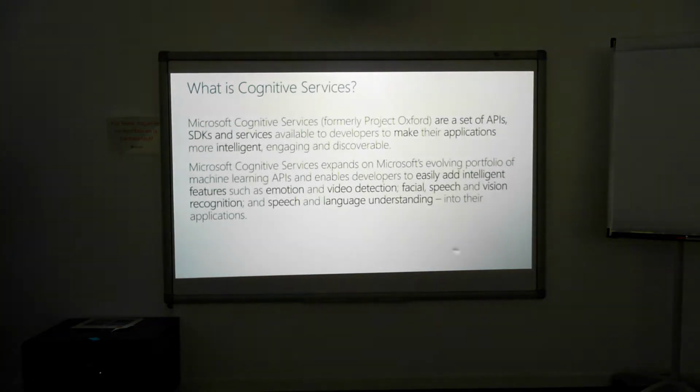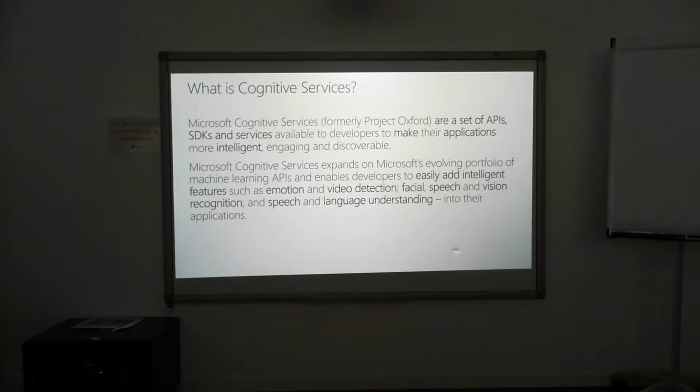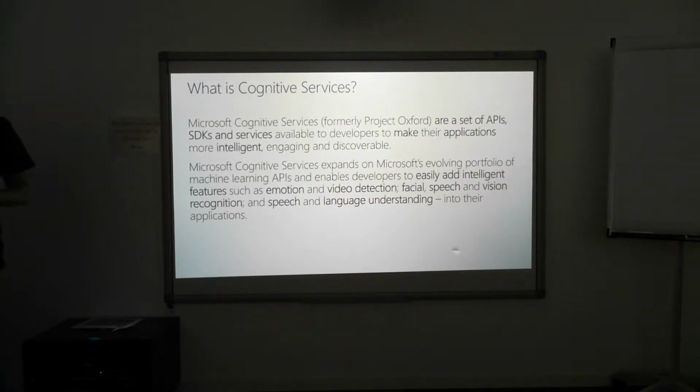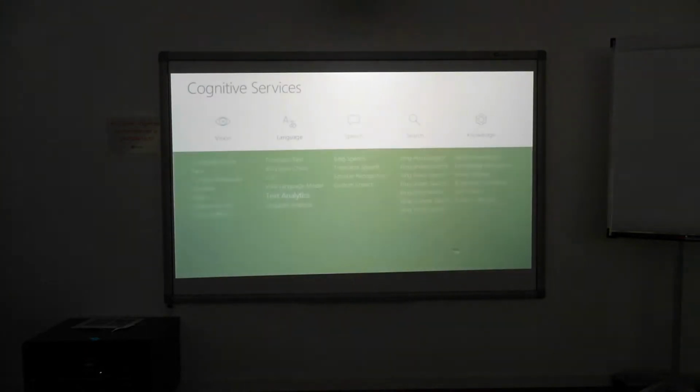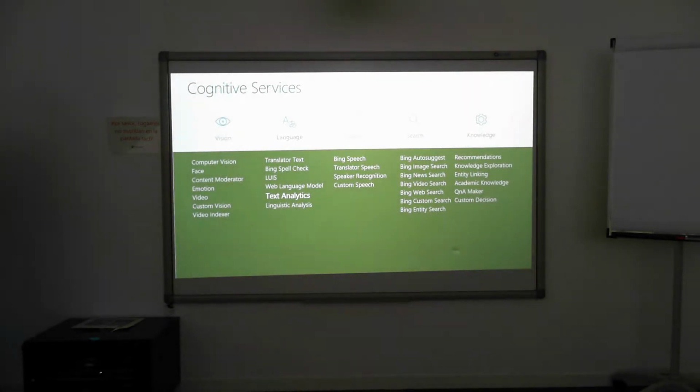So, what is Cognitive Services? Cognitive Services is a set of APIs and SDKs that help developers make their applications more intelligent. This is a great set of APIs, and we have a very big set of APIs. These APIs or services are divided by vision, language, speech, search, and knowledge category.